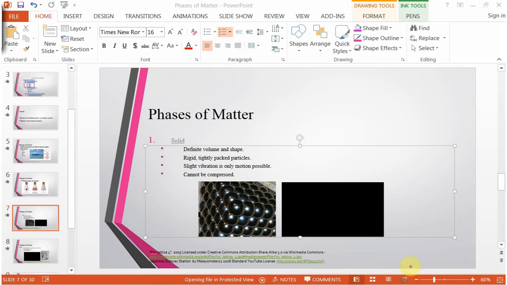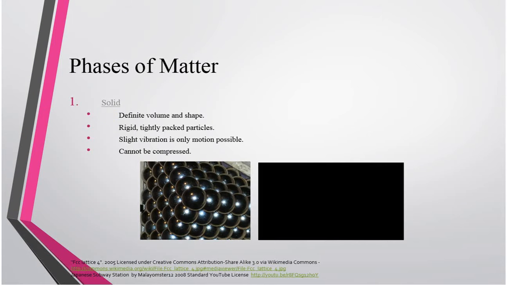All right, now, if you are noticing in these videos, I have hyperlinks like right here. The only way to really open them is to be in slideshow mode, or you can right click and say open hyperlink. So just as a recap, a solid is going to have a definite shape and volume.